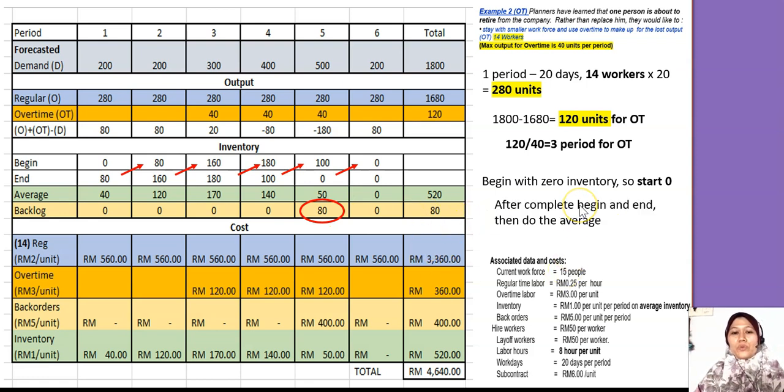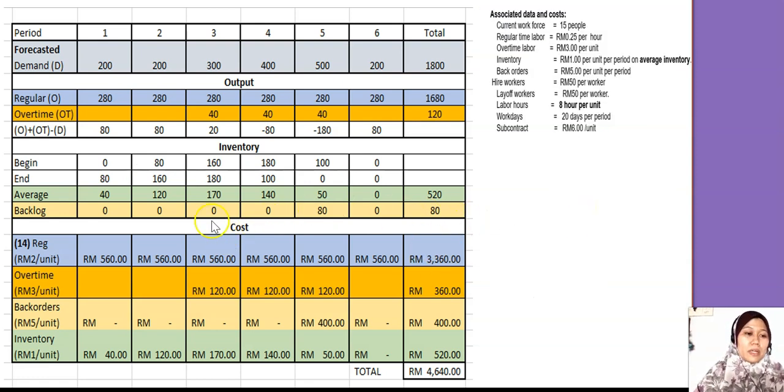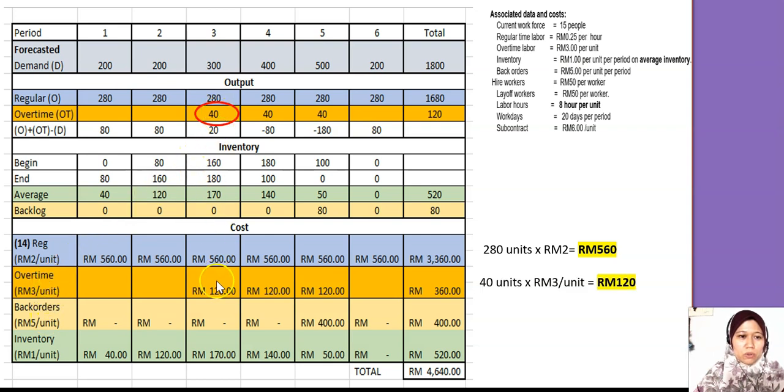Okay, now you're going to do the cost. Okay, this one, once you're confident it's correct, then you do the cost. So the cost for this time is 280 times RM2. So you get 560. So do for all, sum. And then for overtime, you only start from here, 40. But this time, the overtime cost is RM3 per unit. So you put here RM3. So RM3 times 40, you get 120. So same for period 4, period 5, and then you sum up.